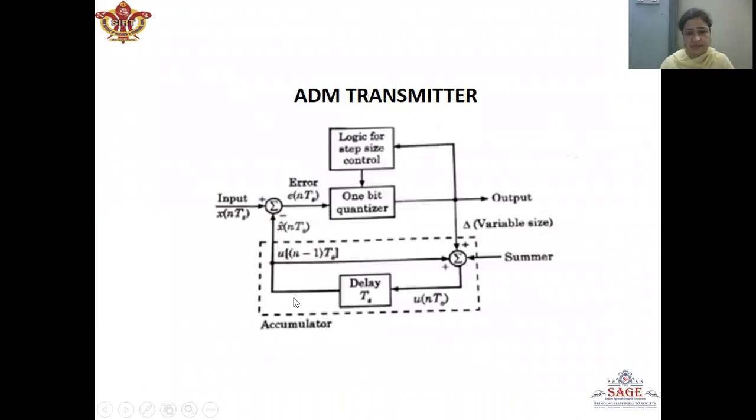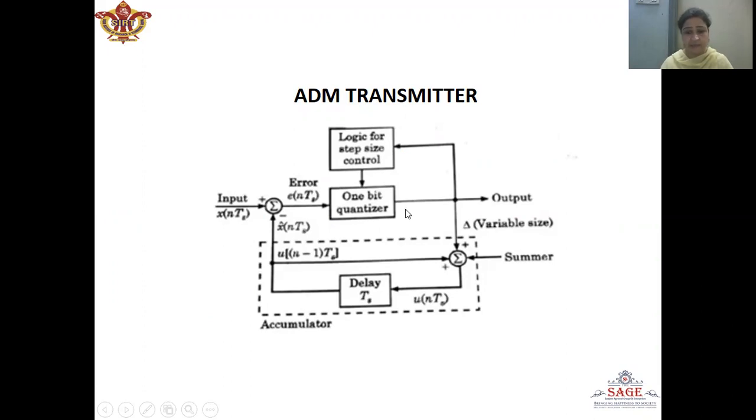Now, this is the block diagram of the ADM transmitter. This transmitter is very much similar to the delta modulation transmitter, except for the step size control unit. Here we have the input, which is the present sample of the message signal, which is compared with the previous sample prediction, and the error is generated. Now it is given to the 1-bit quantizer.